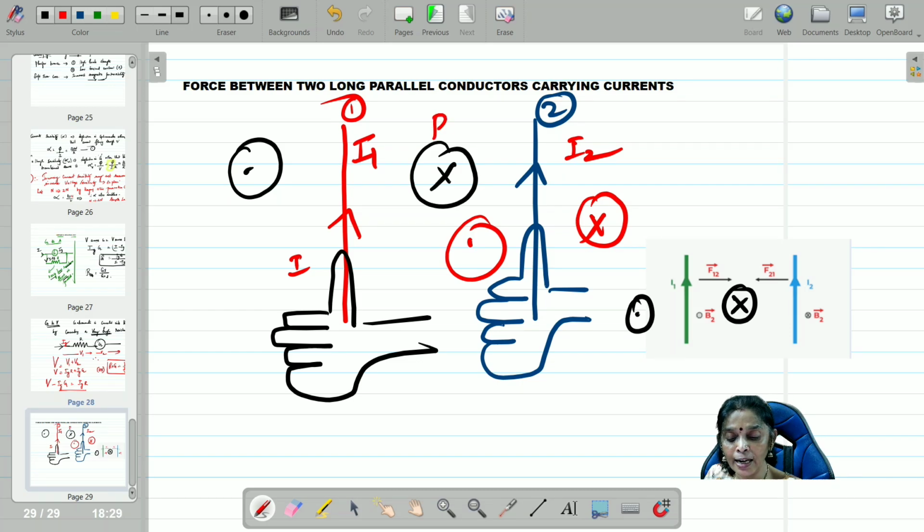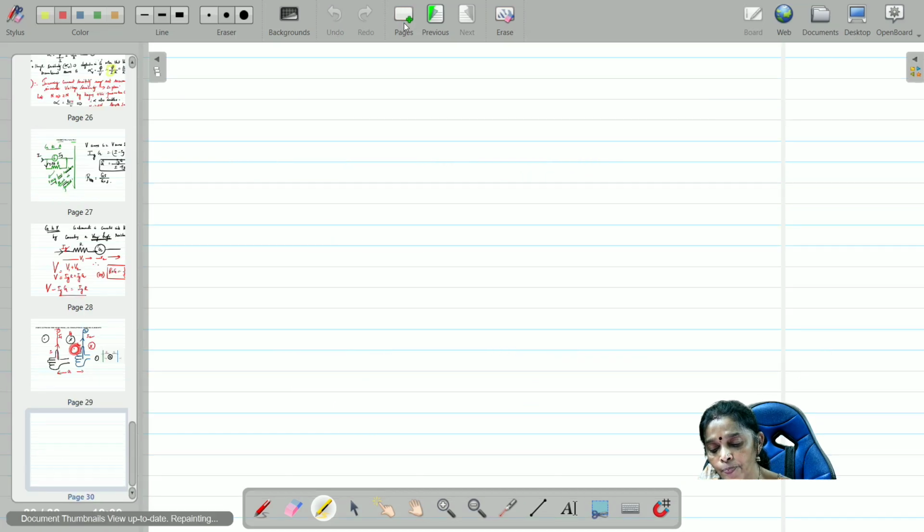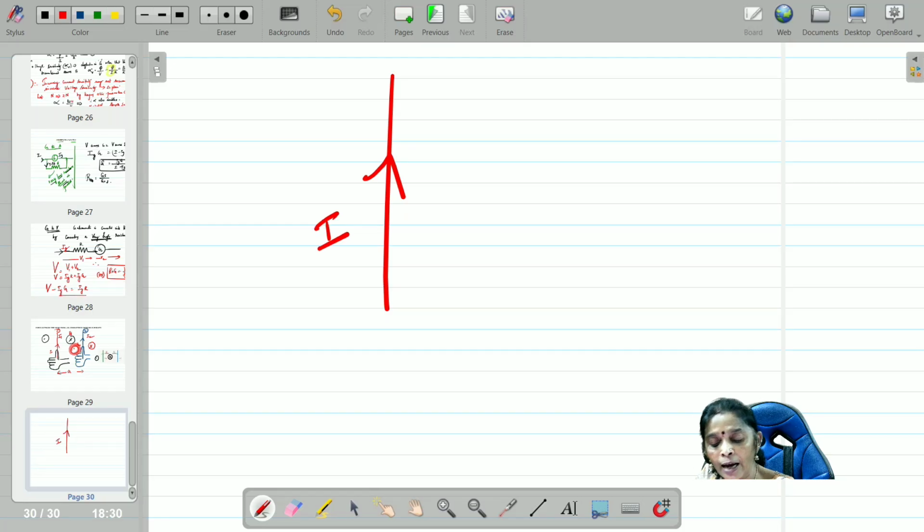But children, which is the own magnetic field? B1 is own magnetic field, B2 is the external magnetic field. Between the two wires, both are separated by distance a. See, when a current carrying conductor is placed in external magnetic field, it experiences force. I am taking the first wire. Now the first wire, B2 is the external magnetic field. So therefore, let me take only the first wire. Children, listen carefully. This is a continuation. Current I1. I am not talking about own magnetic field. External magnetic field.